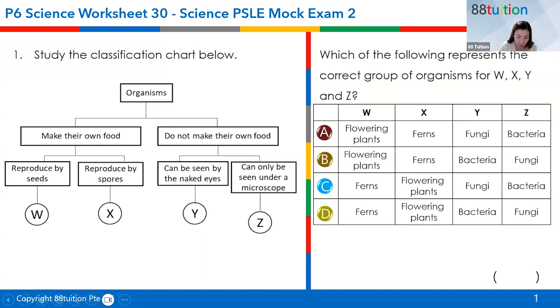So very clearly, reproduce by seeds. We know that it's flowering plants. And then reproduce by spores. You should know also. And then can be seen by naked eye. Yes, fungi and then bacteria. All of you got this correct. Well done. So answer is A.